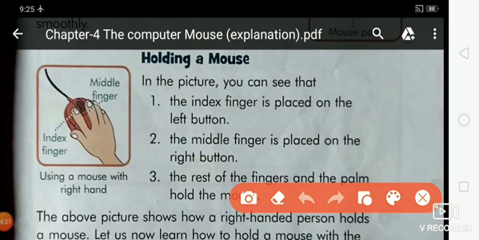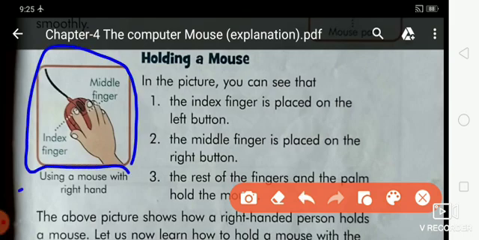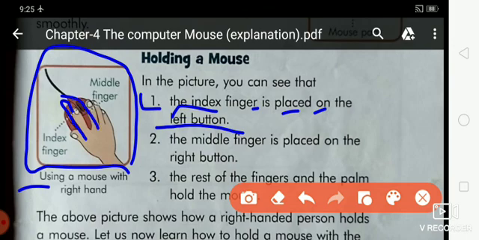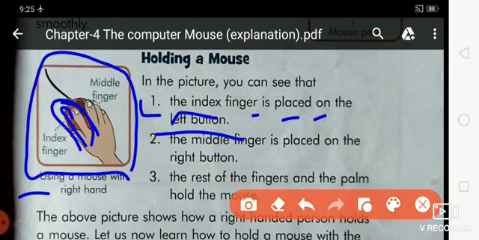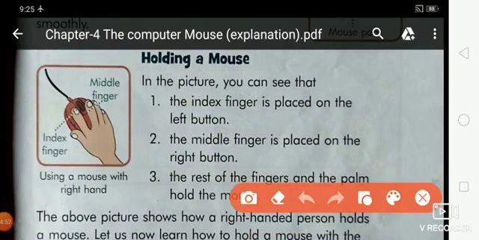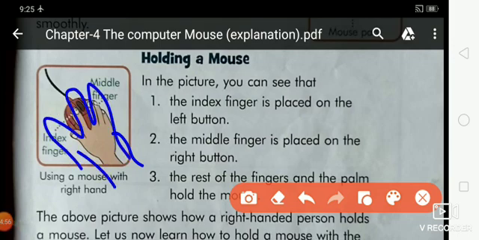Now students, look at this picture. The first tip to hold a mouse is that the index finger is placed on the left button. So your index finger should be placed on the left button of the mouse, and you should always hold a mouse with your right hand.